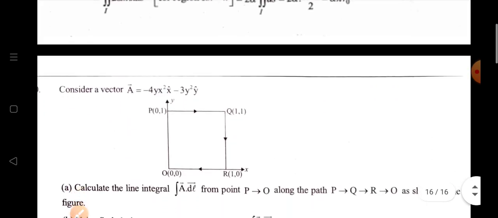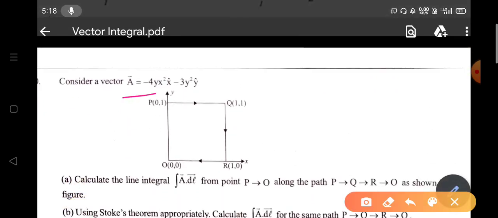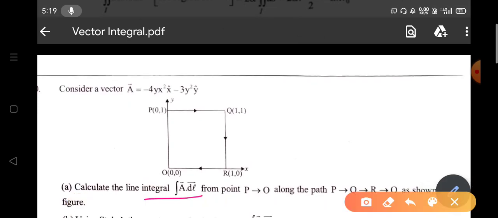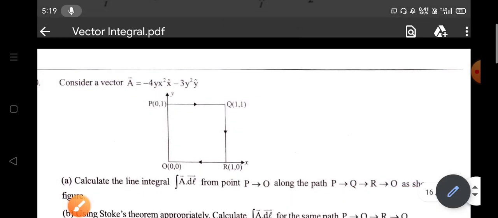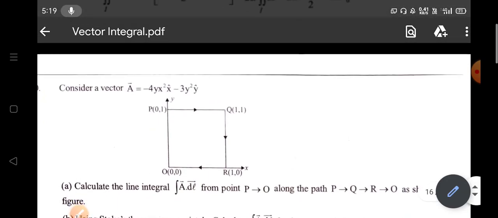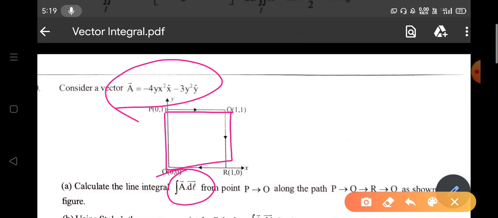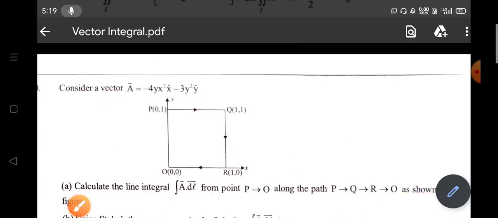This is a homework for you. Consider a vector A equals minus 4y x square x cap minus 3y square y cap, with points P, Q, R, O as shown for this path. Calculate the line integral of A dot dl from point P to O along the path P to Q, Q to R, R to O, as shown in the figure. You have to perform the integration, where A is given as minus 4y x square x cap minus 3y square y cap. Comment your answer.